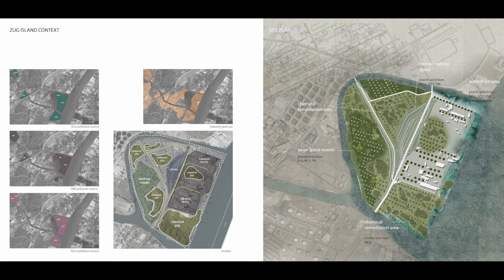There's a context graphic showing the space types on that island. In the western areas, the green pattern shows the existing woods. So I plant more trees which are suitable to live in the large space and are good for addressing air pollutants, and then turn it into a larger woodland. The yellow pattern shows the location of chemical piles, and I make them into a remediation area and plant more trees around them.